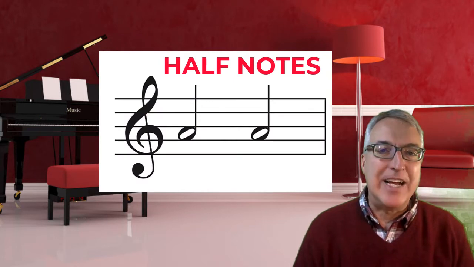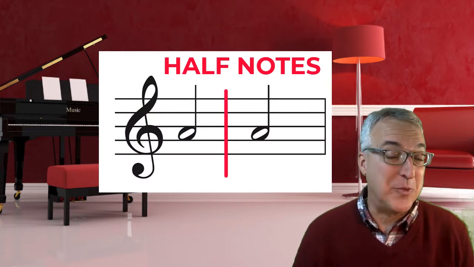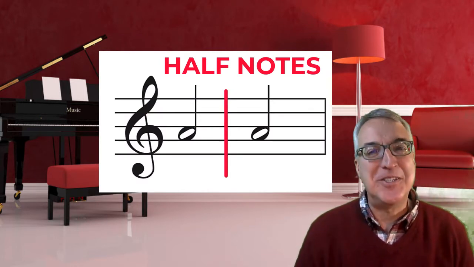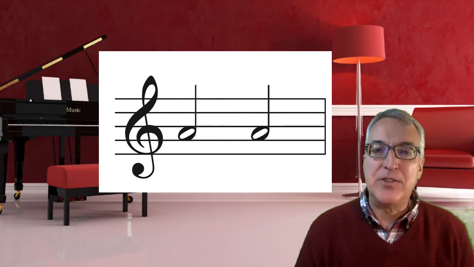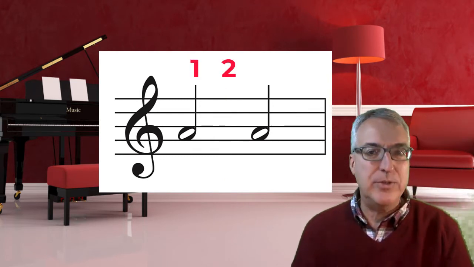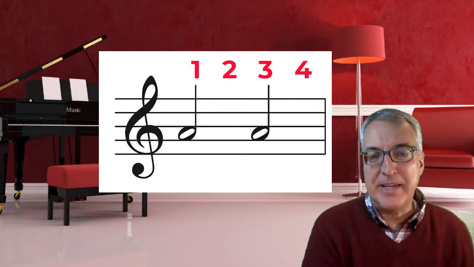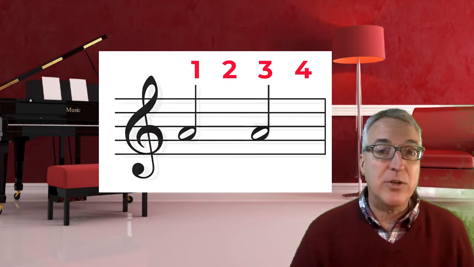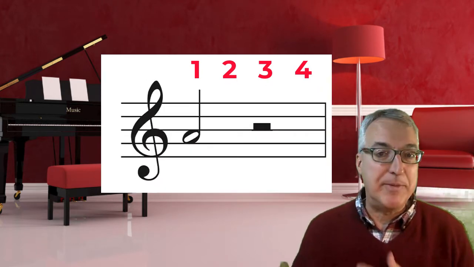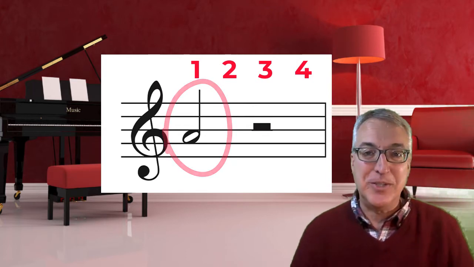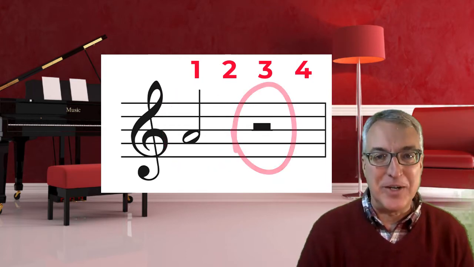The next rhythm we learned was half notes. Half notes take up half the measure. If the measure is 4 beats long, half the measure is 2 beats long. So you could have a measure with 2 half notes, one on beats 1 and 2, another half note on the 3rd and 4th beat, right? Each half of the measure. You could also have a half rest for part of the measure, maybe a half note for beats 1 and 2, and then a half rest for beats 3 and 4.